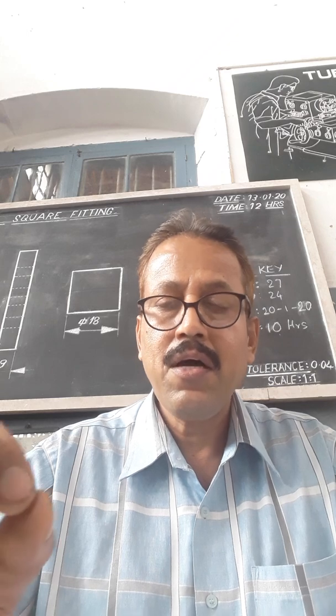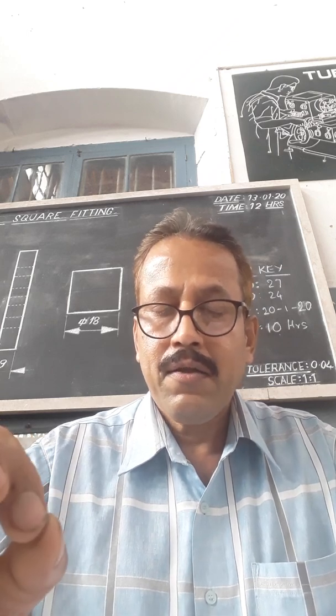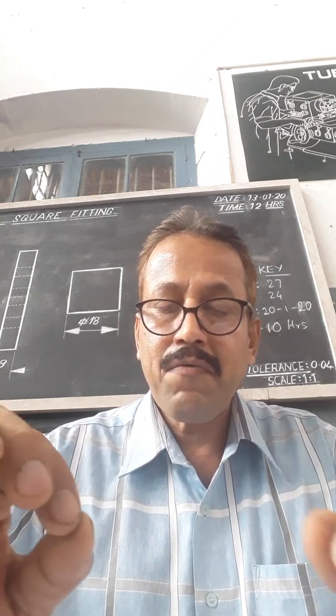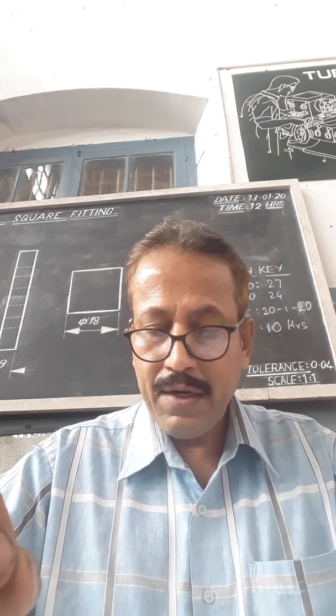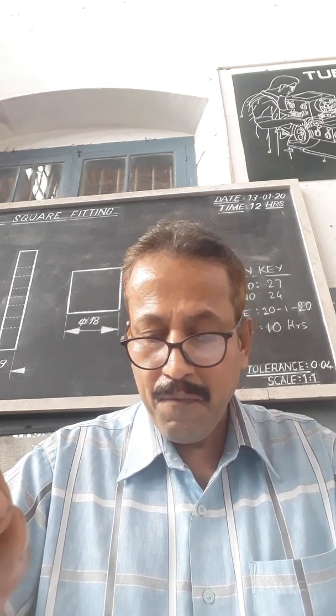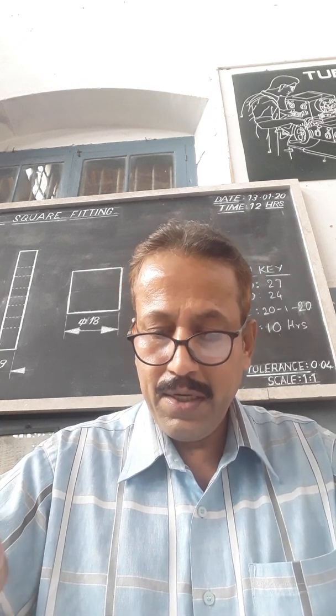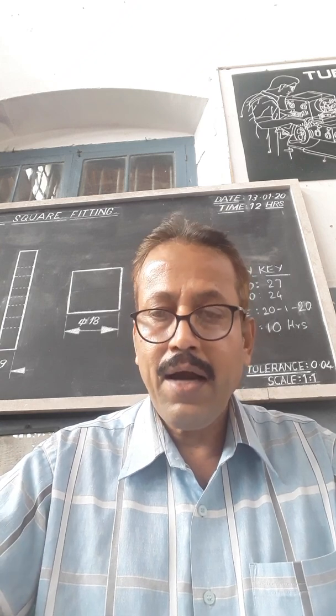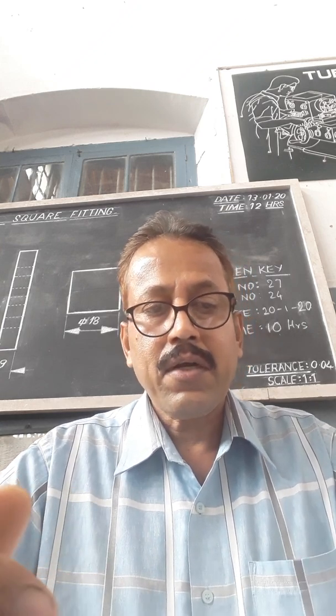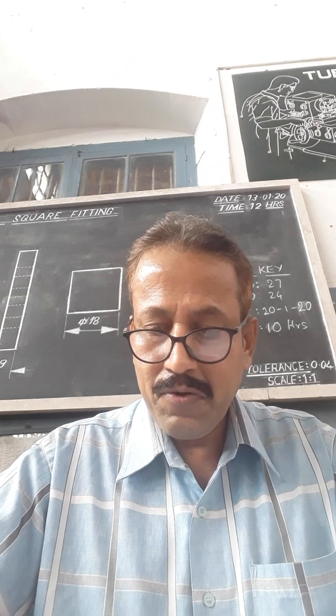Standard slip gauge sets from standard companies are very, very expensive. Grades: slip gauges are available in four grades: grade 00 accuracy, grade 0 accuracy, grade 1 and grade 2 accuracy. So the first one is grade 00 accuracy.